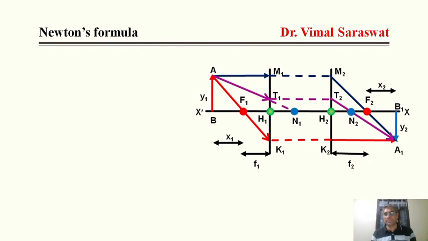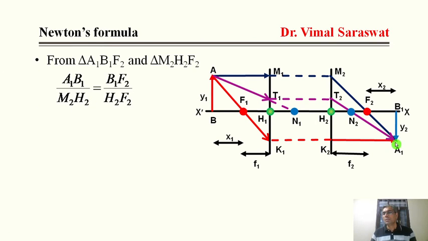Now this was our diagram. From triangle A1B1F2 and triangle M2H2F2, A1B1 upon M2H2 is equal to B1F2 upon H2F2, or A1B1 upon AB, because M2H2 equal to AB. So A1B1 upon AB equal to B1F2 upon H2F2.